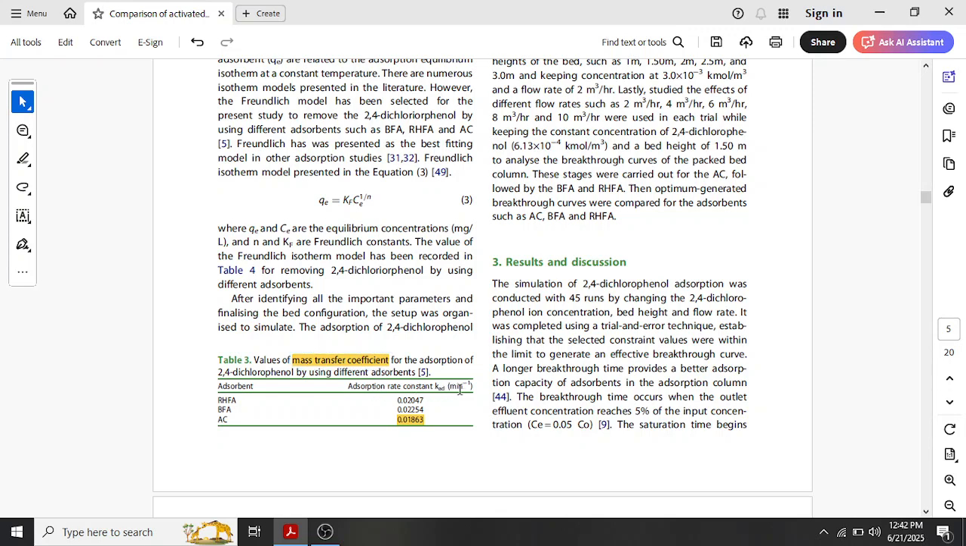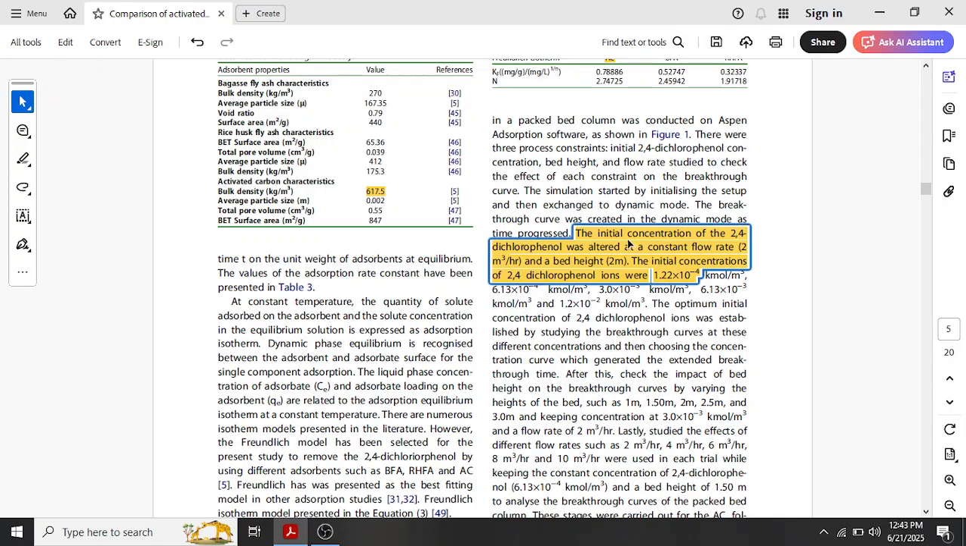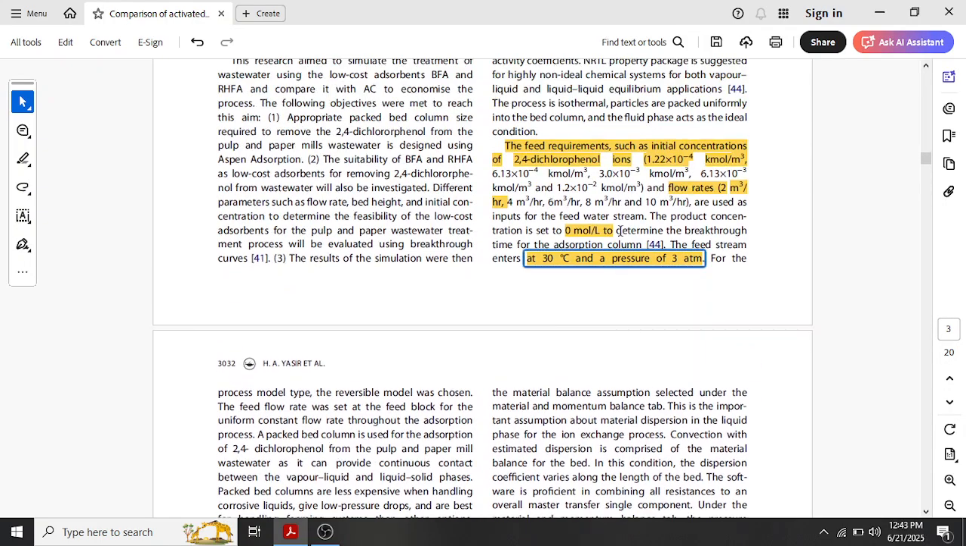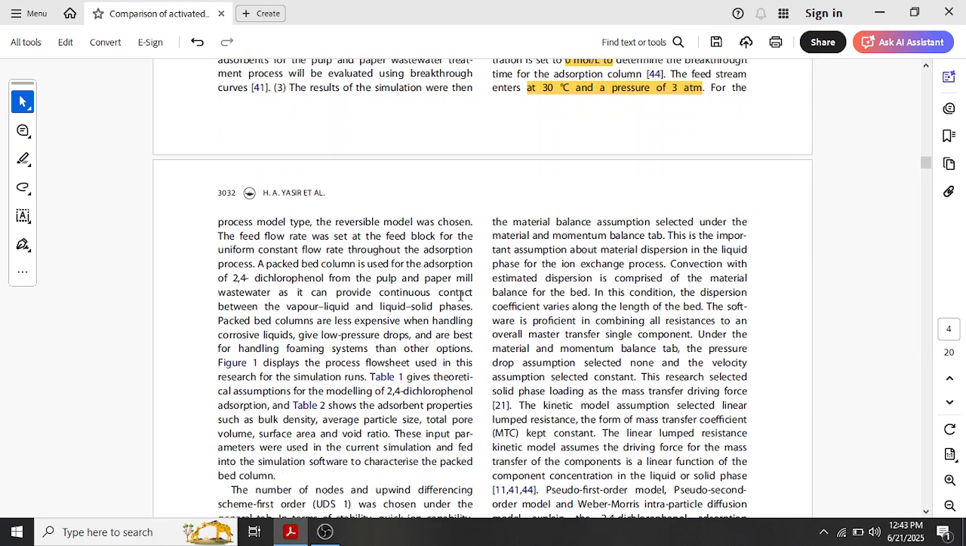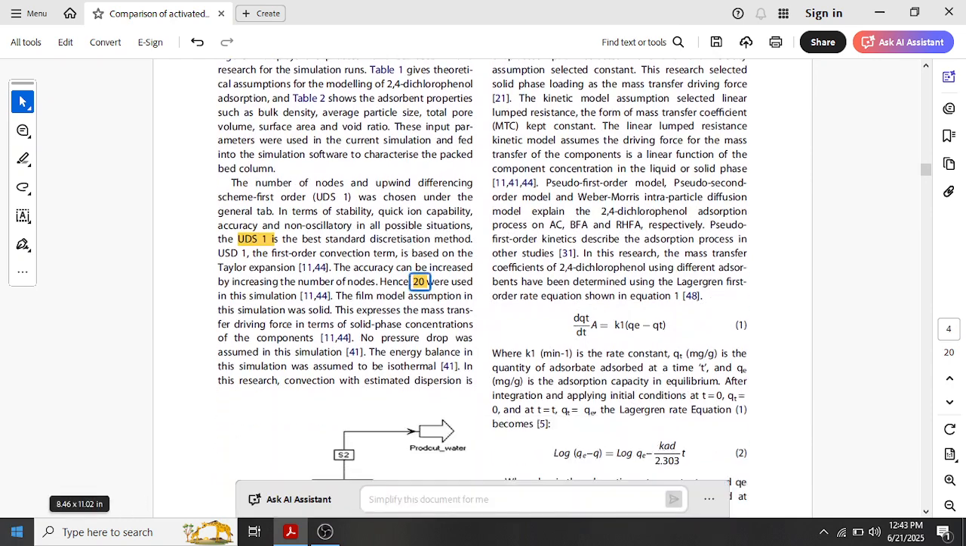And this is the unit of the mass transfer coefficient, 1 divided by minute. And for activated carbon, the mass transfer coefficient value is this one. Okay. This is the initial concentration of the fluid. Here you can see the initial concentration of the fluid is this one, along with volumetric flow rate, temperature, pressure, etc. So now we will go to Aspen Adsorption.